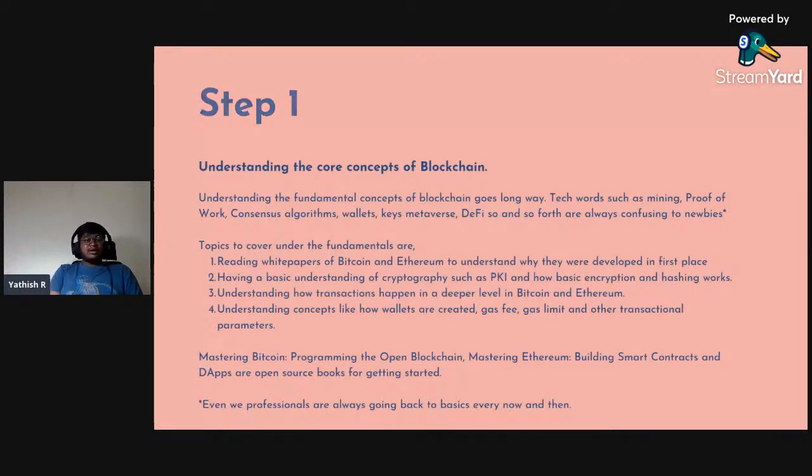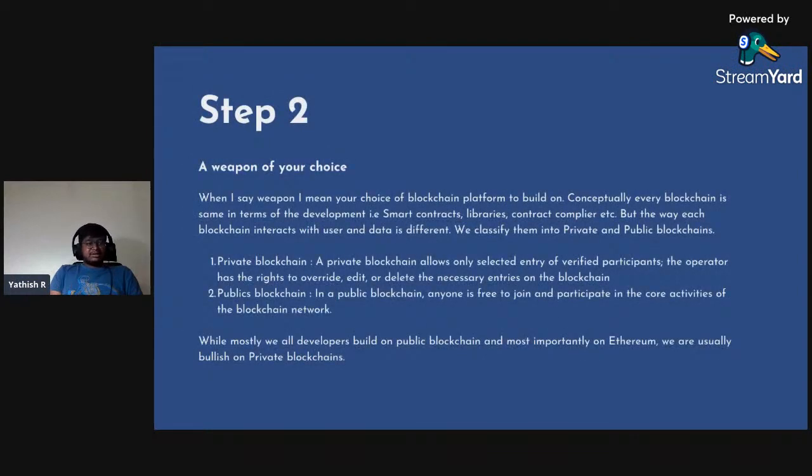Okay. So after you've completed that, step two would be what I call a weapon of your choice. When I say weapon, I mean the network or the platform that you want to build on. Do you want to build on Matic? Do you want to build on Ethereum? Do you want to build on Solana? Do you want to build on other networks that are out there?